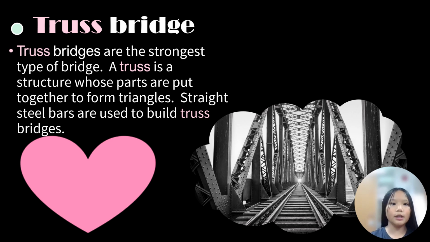Truss bridge. Truss bridges are the strongest type of bridge. A truss is a structure whose parts are put together to form triangles. Straight steel bars are used to build truss bridges.